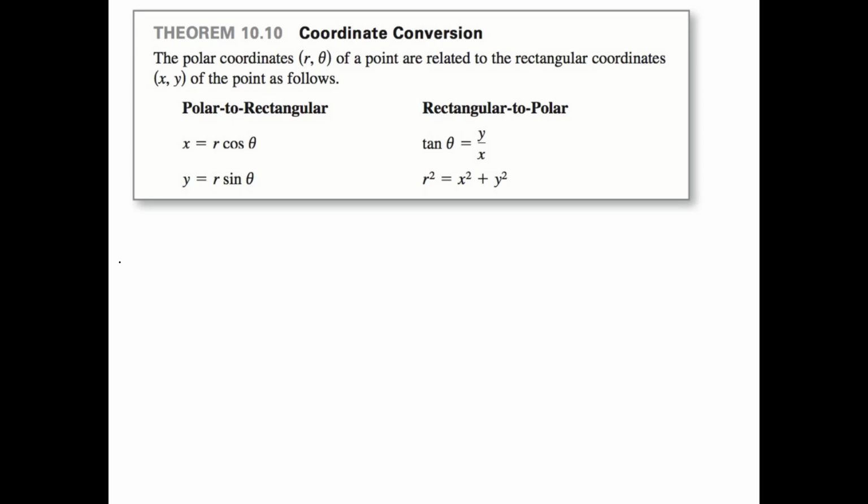Polar to rectangular: x is r cosine theta, y is equal to r sine theta. So if you know the polar coordinates, your x coordinate is r cosine theta, your y coordinate is r sine theta. Rectangular to polar: the tangent of theta has to equal y over x, but you have to make sure that you're in the right quadrant to figure out your appropriate value of theta. And r squared will equal x squared plus y squared.